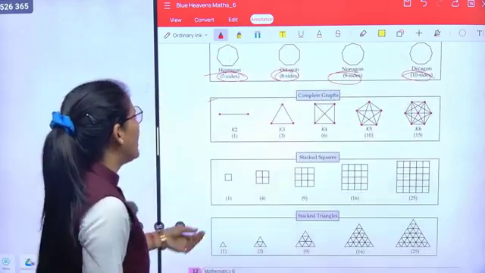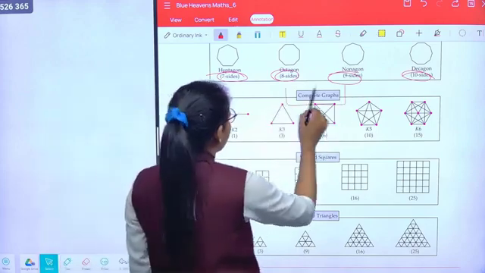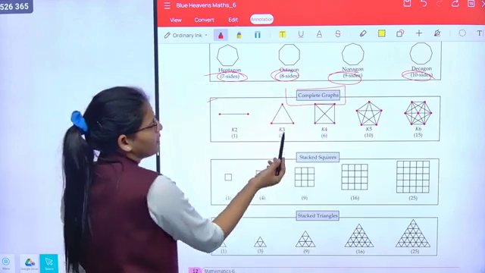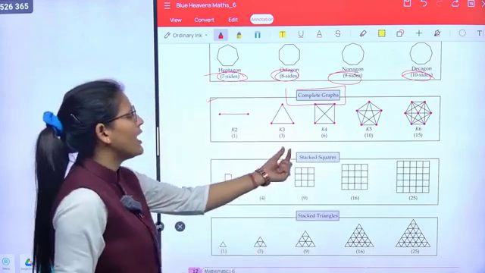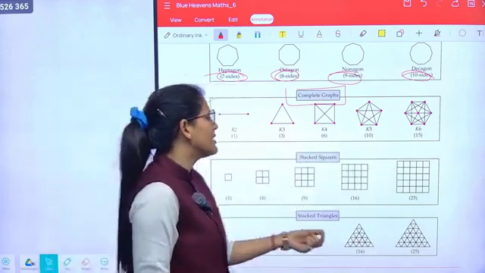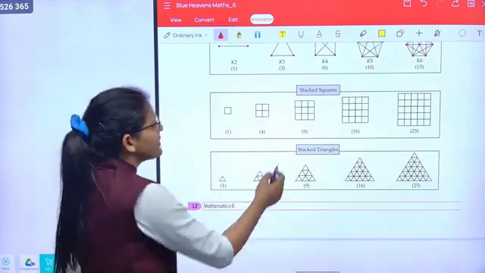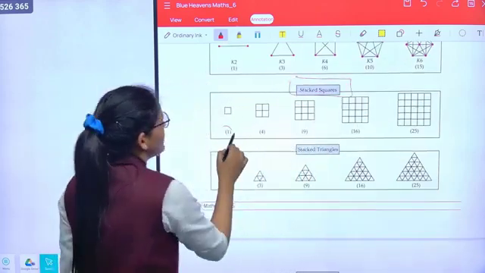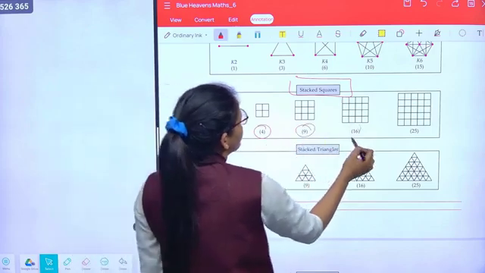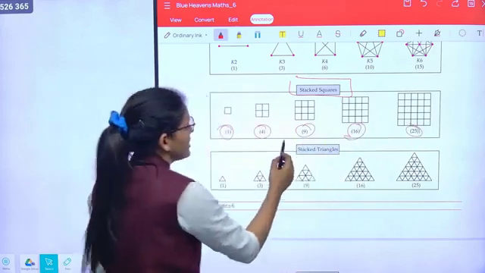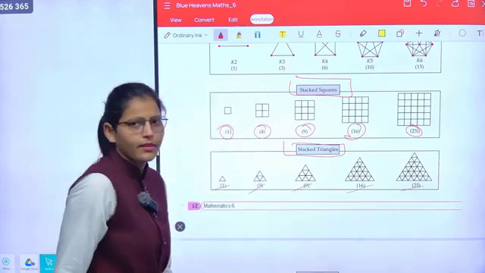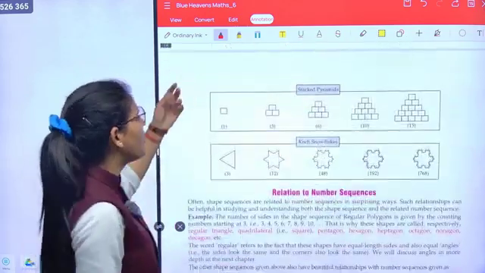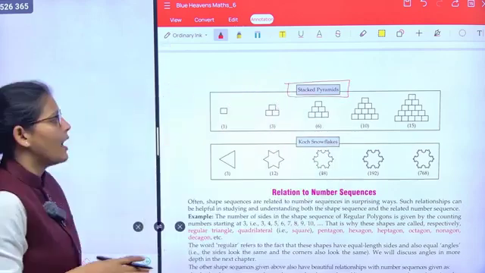Now complete graphs. There is 1, 3 lines, then 4, 5, 6: 3 lines, 6 lines, 10 lines, 15 lines. Now stacked squares. You can see 1, 4, 9, 16 and 25. Stacked triangles: 1, 4, 9, 16, 25. Understand? Come on, stacked pyramids.